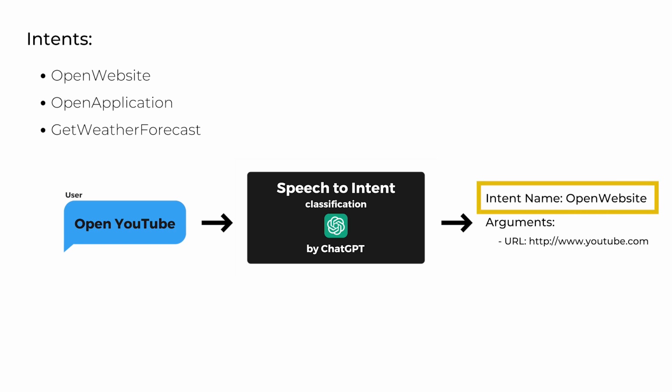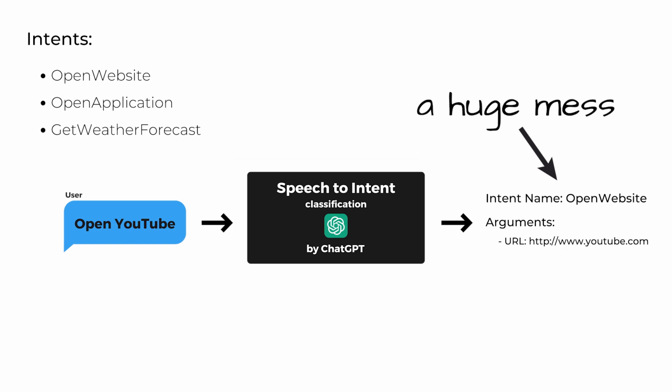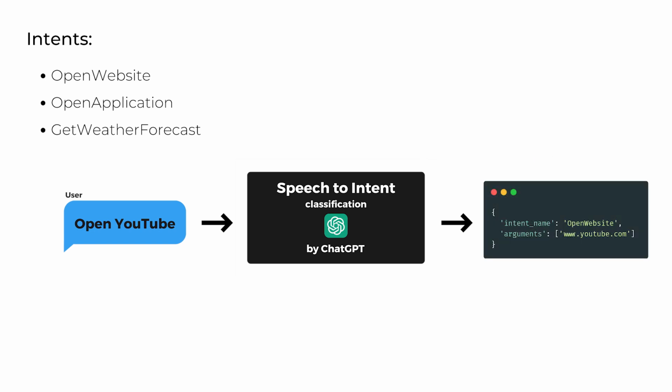In addition to classifying the intent, ChatGPT also needs to classify the arguments that the intent accepts. For example, the open website intent accepts the URL argument. So based on the user's input, ChatGPT has to decide which URL to predict. In this case, it was youtube.com. Now to avoid everything becoming a huge mess, we will make ChatGPT output its responses in JSON format. This way we can easily parse the output and use it within our code.